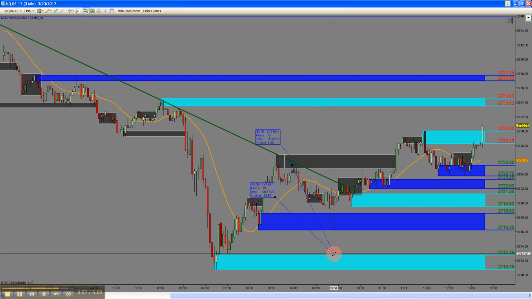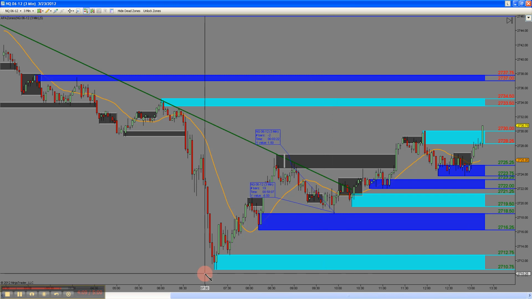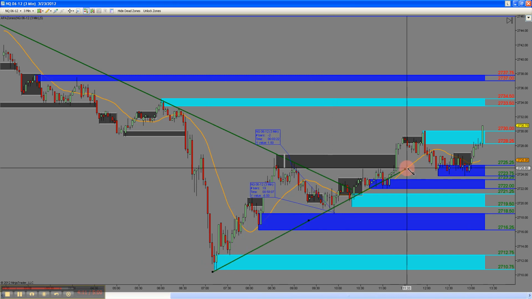risk to reward right there. Actually, that's about equal, so that's like a 1-to-1 trade, so you wouldn't necessarily want to take that based on where those zones are drawn. But that's simple trend following with APA zones and trend lines.